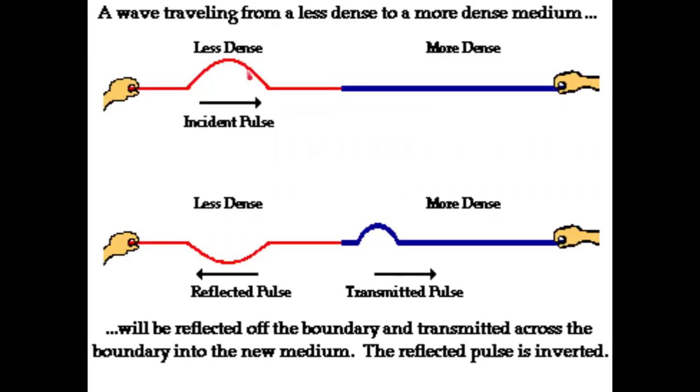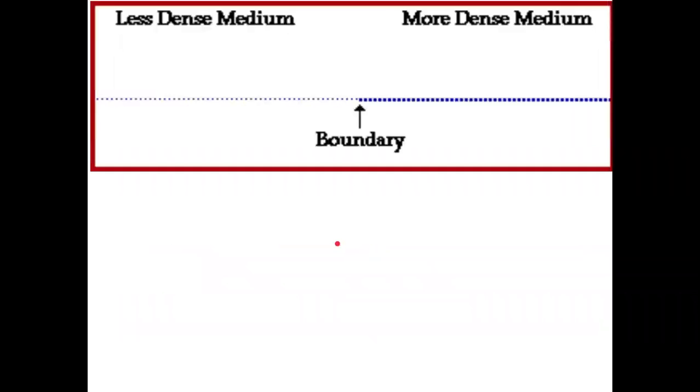So as this incident pulse comes in, because it's more like a fixed end, it gets inverted, the reflected pulse there. But notice what else happens. Some of the wave is transmitted. So the wave is partially transmitted into the new medium and partially reflected back into the old medium. In the reflected part into the old medium, it follows the rules of a fixed end there. So here's a little animation of it going through there.